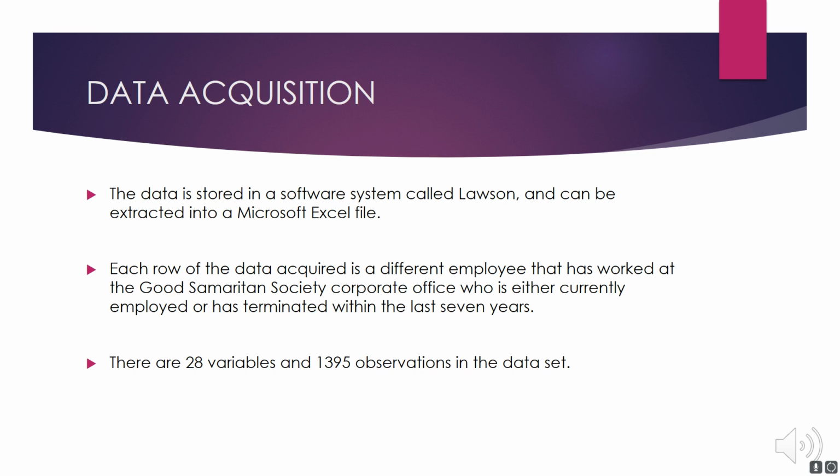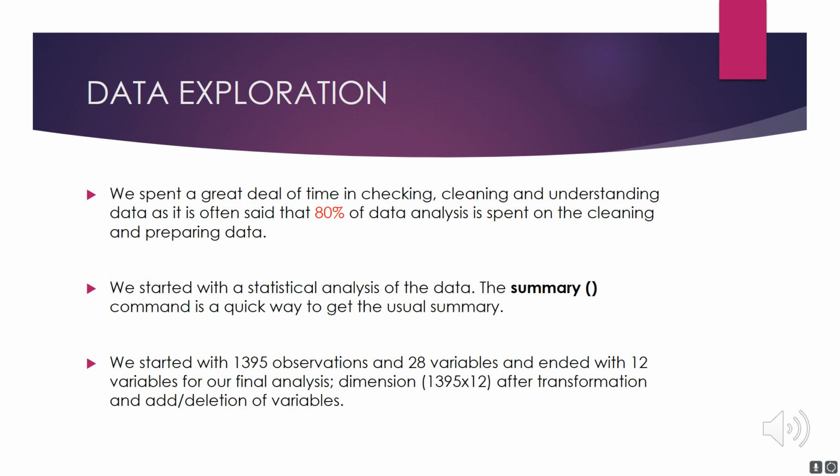When we acquired the data, we had 28 variables and 1,395 observations in the data set. Much of our time in data exploration was in regards to checking, cleaning, and understanding data. It's often said that 80% of data analysis is spent on that cleaning and preparing of data. From there, we started with the statistical analysis of the data using the summary command. It's a quick way to get the usual summary of data. As we stated before, it started with 1,395 observations and 28 variables. After we cleaned and analyzed and understood the data further, we ended with 12 variables for our final analysis, down from 28.